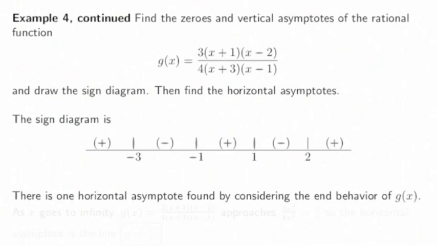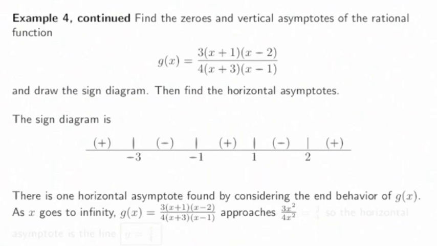There is one horizontal asymptote found by considering the end behavior. As x goes to infinity, this quadratic divided by quadratic approaches 3x squared over 4x squared. 3 is the leading coefficient for the quadratic in the numerator. 4 is the leading coefficient for the quadratic in the denominator. Everything else disappears, and our rational function begins to look like 3x squared over 4x squared, which is just 3/4. So the horizontal asymptote is this line y equals 3/4.